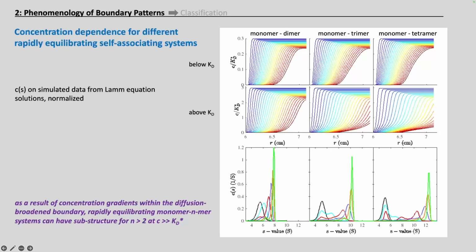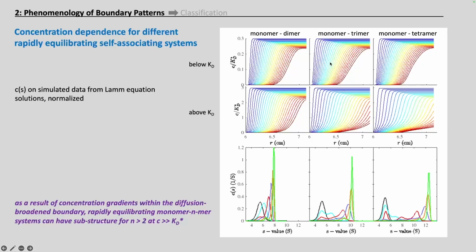So you have just seen that for rapid monomer-dimer systems, there is just a single boundary with the velocity dependent on concentration. But things can be a little bit more complicated for higher self-associating systems. Here you can see sedimentation boundaries of monomer-trimer and monomer-tetramer systems. In the upper row, concentrations far below Kd, and in the second row, far above Kd.